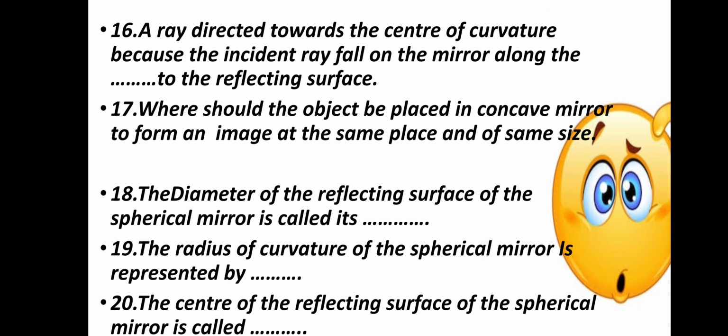Question number 60. A ray directed towards the center of curvature falls on the mirror along the dash to the reflecting surface. That is normal. Normal is a perpendicular at which the incident ray falls on the surface. Next question: where should the object be placed in front of a concave mirror to form an image at the same place and of the same size? That is the center of curvature.